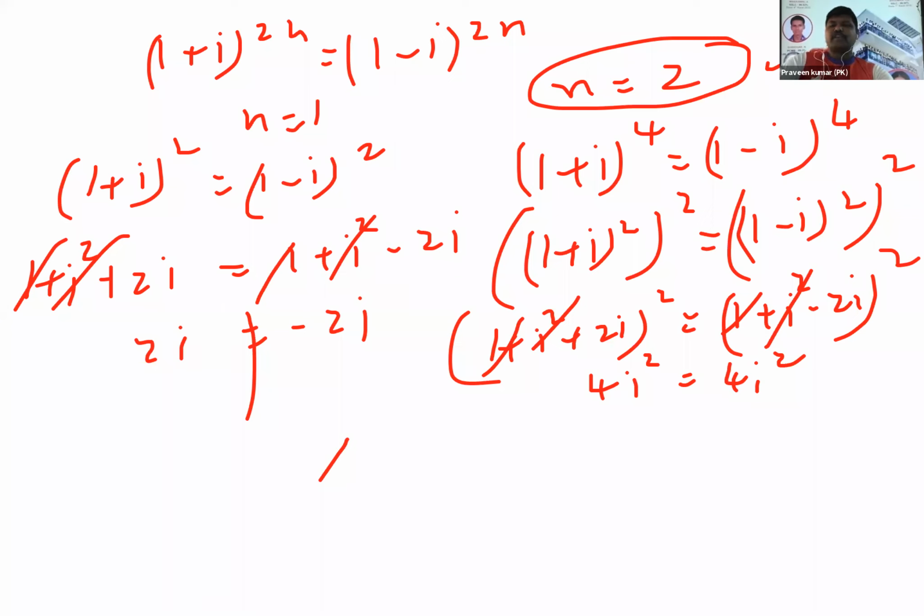You cannot transfer RHS to the left-hand side. LHS is equal to RHS, which means we cannot transfer RHS to the left-hand side.